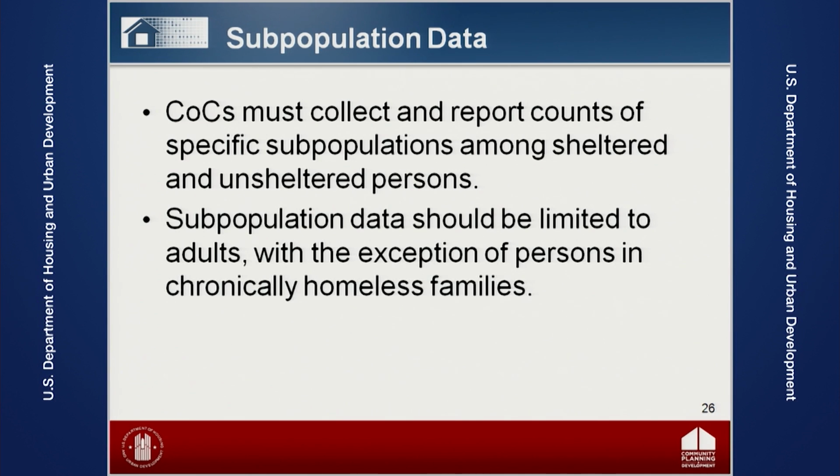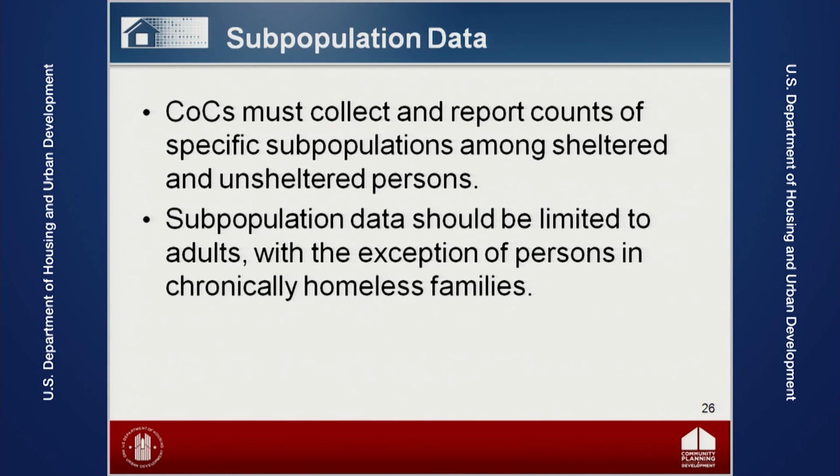CoCs must collect and report counts of specific subpopulations among sheltered and unsheltered persons according to the chart identified in the notice. Subpopulation data should be limited to adults with the exception of persons in chronically homeless families. CoCs must collect data for all subpopulations except victims of domestic violence. While HUD certainly encourages CoCs to collect and report on victims of domestic violence, we want to be cognizant of the sensitivity of collecting data and reporting on victims of domestic violence.